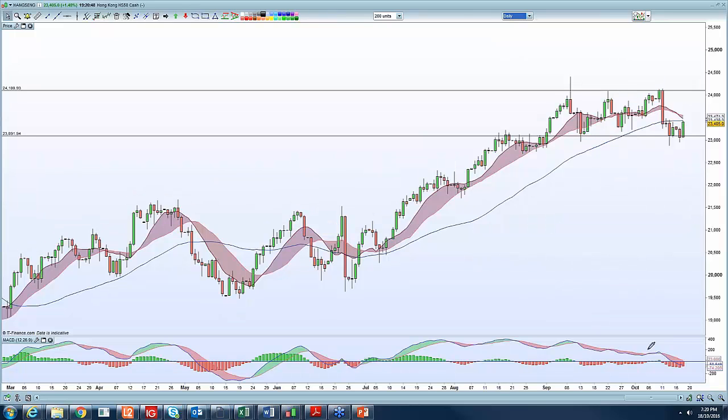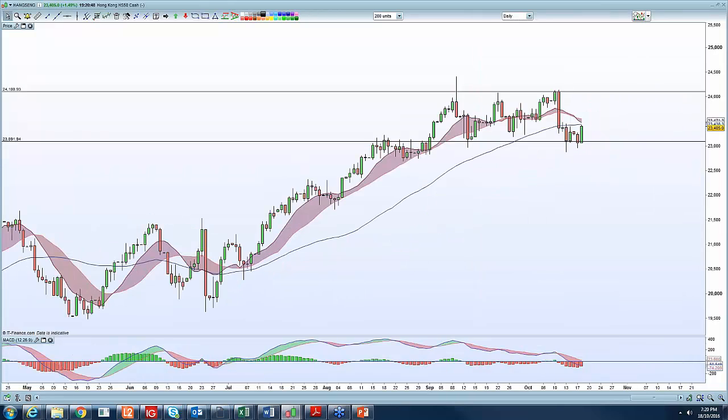Because when you break this level here, this is actually a new lower low, and the daily chart will be a downtrend. And 22,500 support is somewhere here. So you've got to be smart. But you've got to look at different time frames.